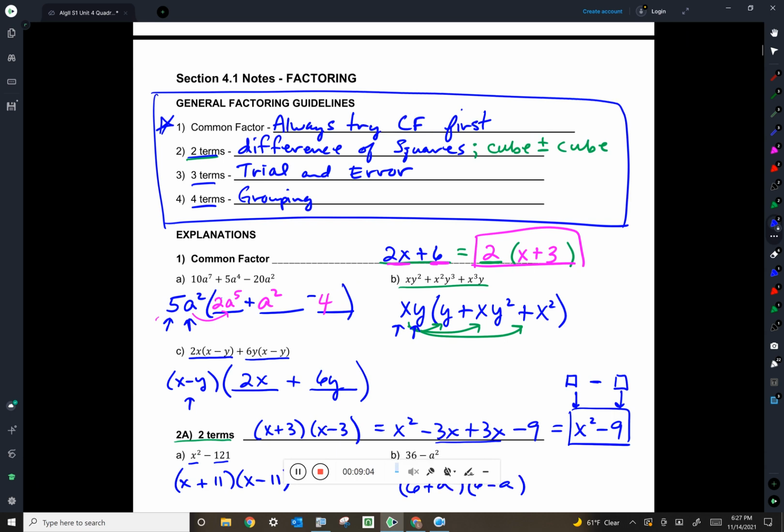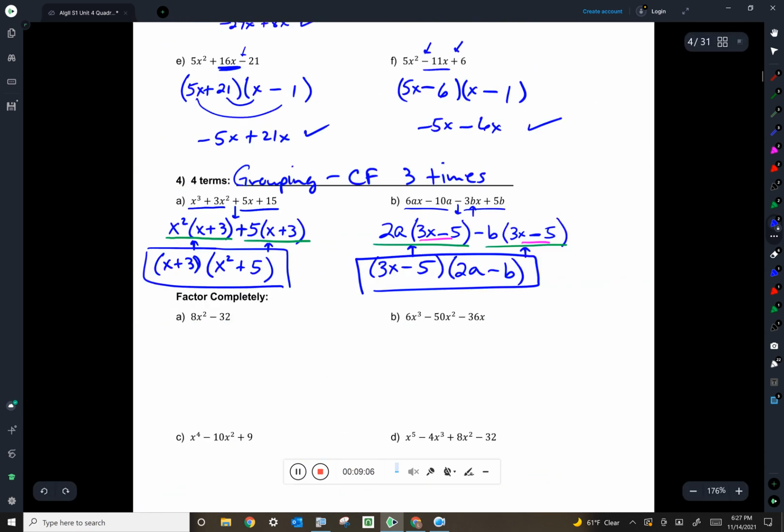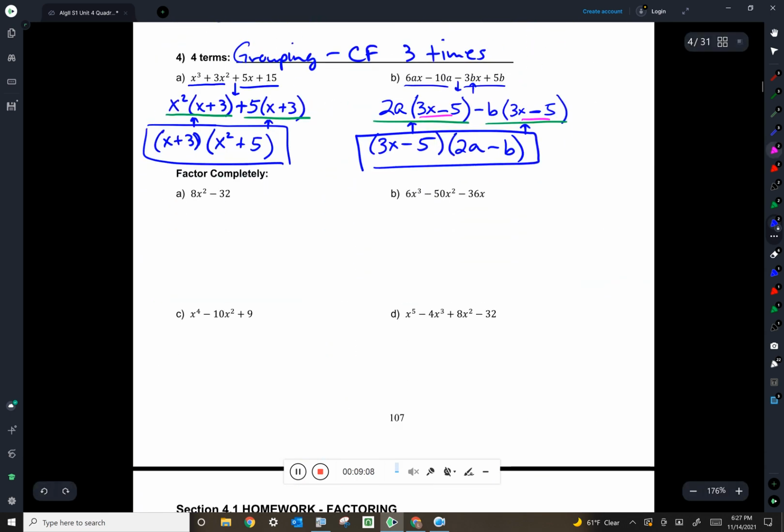Okay, so look at this last section. Notice the directions say factor completely. That means they're not telling me what kind of factoring to use. Okay, so here's my approach. As soon as I look at it, no matter how many terms, look for common factor.